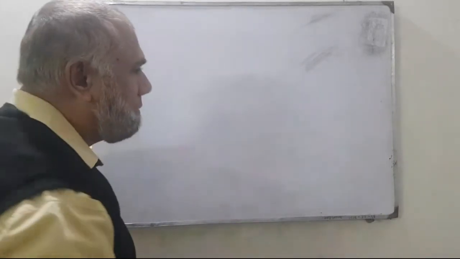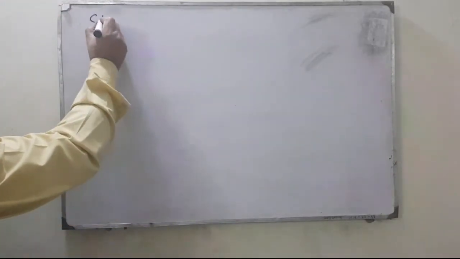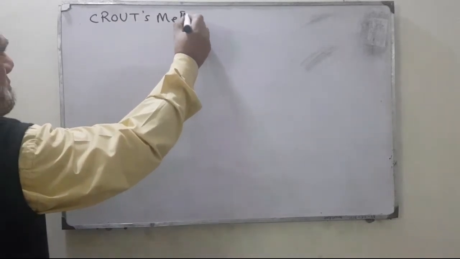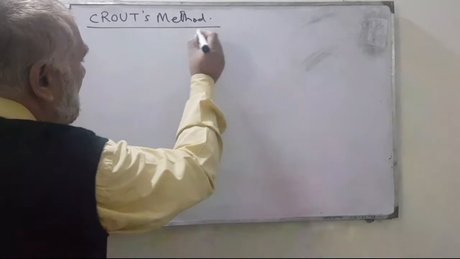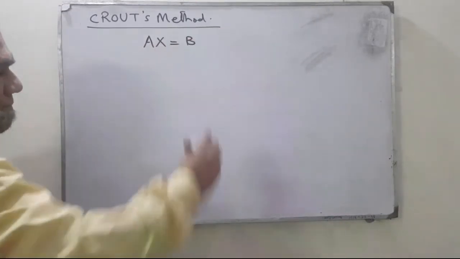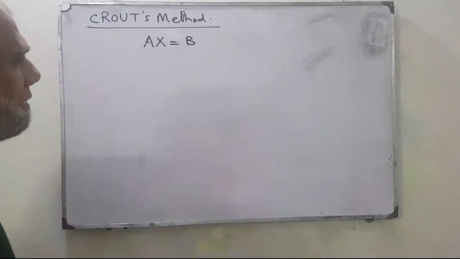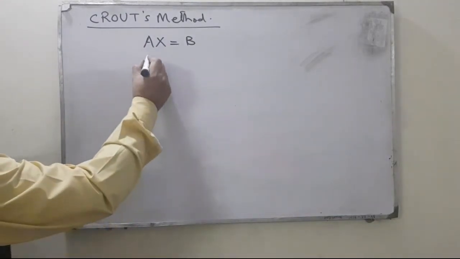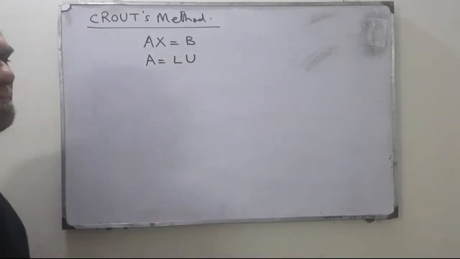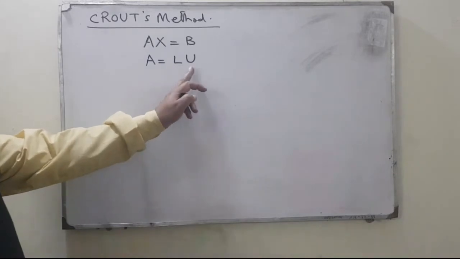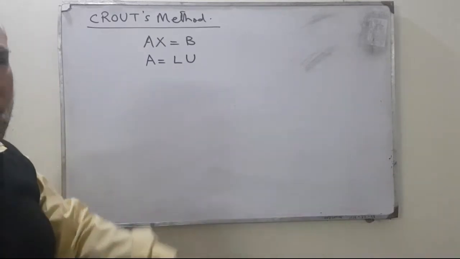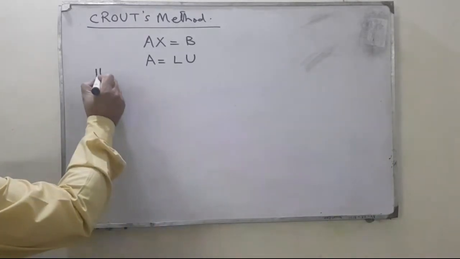Okay, now we talk about Crout's method. Crout's method once again starts from the same system of equations Ax = b, as we have done in the previous case of LU. And then you can decompose A into the product of L and U once again. And this time L and U are not the same as those you have defined in the previous case of LU decomposition.